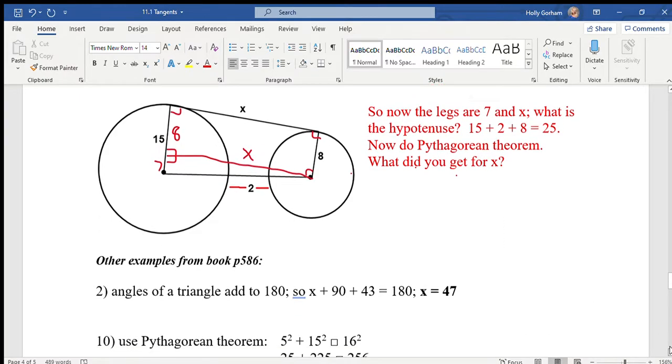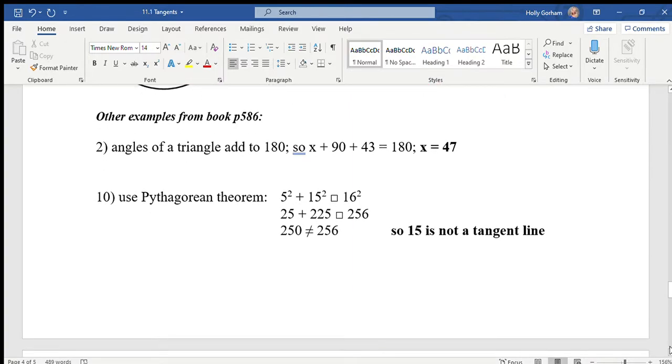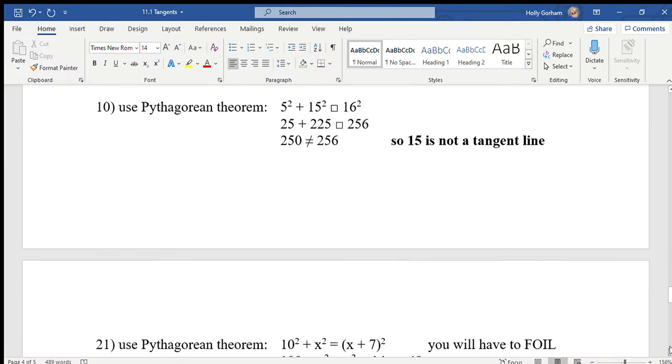Now, as you look at some of the other examples in the book, perhaps on page 586, you'll see some examples that I've done here so that you have an idea of what's going on. You need to look at those problems in your book, look at my explanations here, and then see if you have any questions.